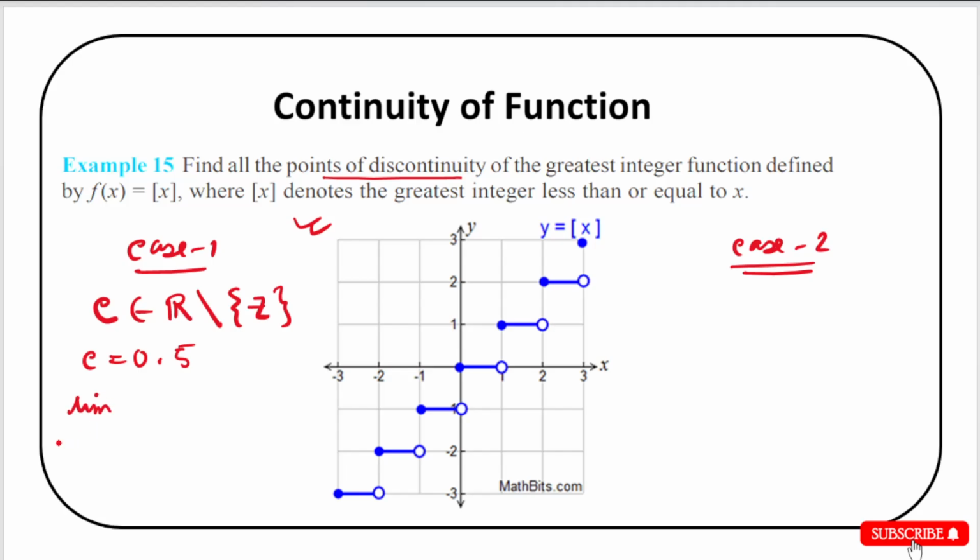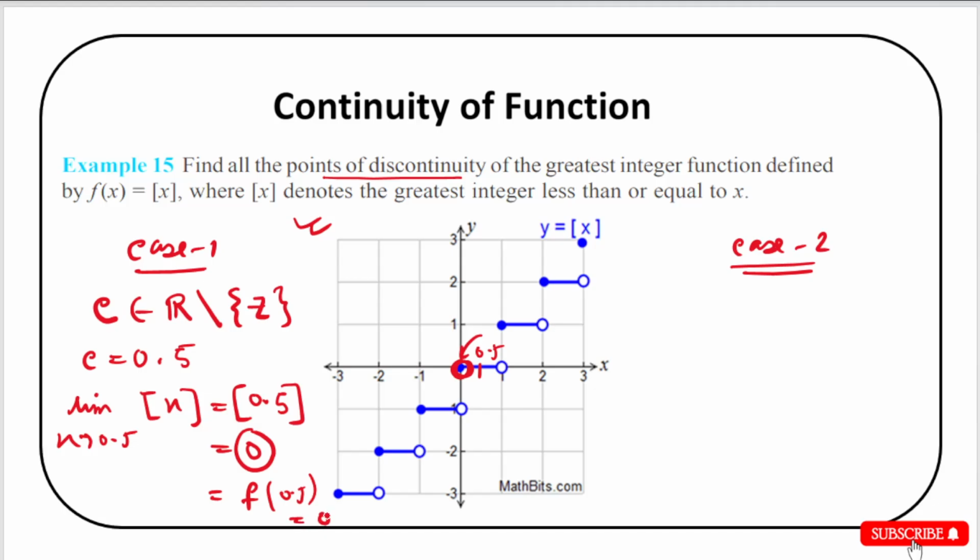So what you will do, limit x tends to 0.5 of box x. This will be box of 0.5. And if you know how to find the box value, here you have 0.5. So the value will be the integer on the left. The greatest integer on the left hand side is 0, so the value will be 0. And find out the functional value. Functional value at this point is f of 0.5, which is also 0.